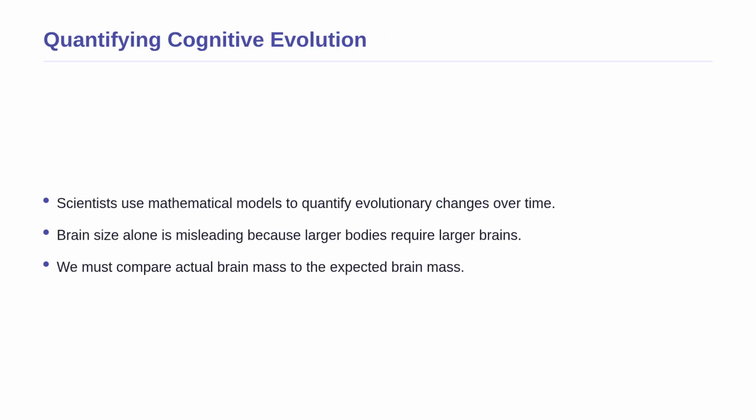Now that we understand the physical changes, let us look at how we measure them. While human evolution is a biological process, scientists use strict mathematical models to quantify exactly how much our ancestors changed. One of the most important measurements is how fast the brain was growing. However, we cannot simply look at brain size alone. A larger animal naturally has a larger brain, just to control its larger body mass. Instead, we must compare the actual brain mass of a fossil to the expected brain mass for a generic mammal of the exact same body size.